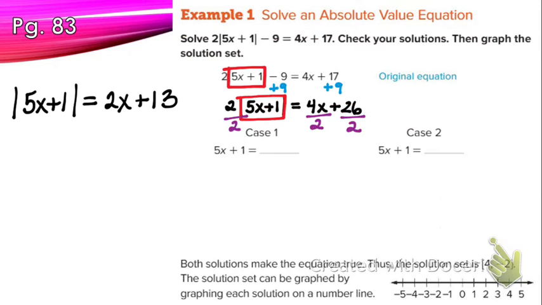Okay. So now that this is isolated, see, the first step is to isolate, to get the absolute value by itself. Now that it's isolated, we're ready to separate it into 2 equations. That's why it says case 1 and case 2. So let's do case 1 first. For case 1, you're not going to change anything. You're just going to get rid of the absolute value and solve it. So go ahead, write 2x plus 13, not 3, sorry. 2x plus 13, go ahead and solve that equation for x. So 5x plus 1 equals 2x plus 13. Solve it for x.